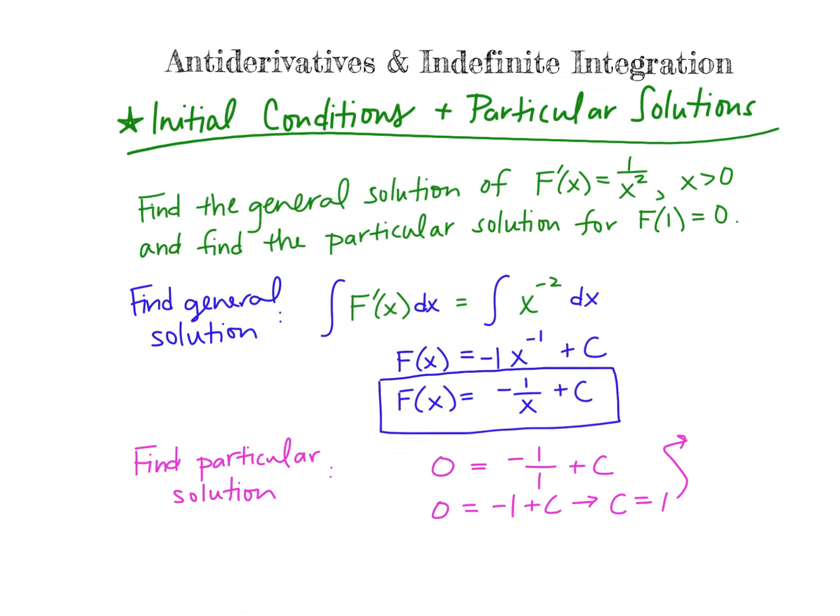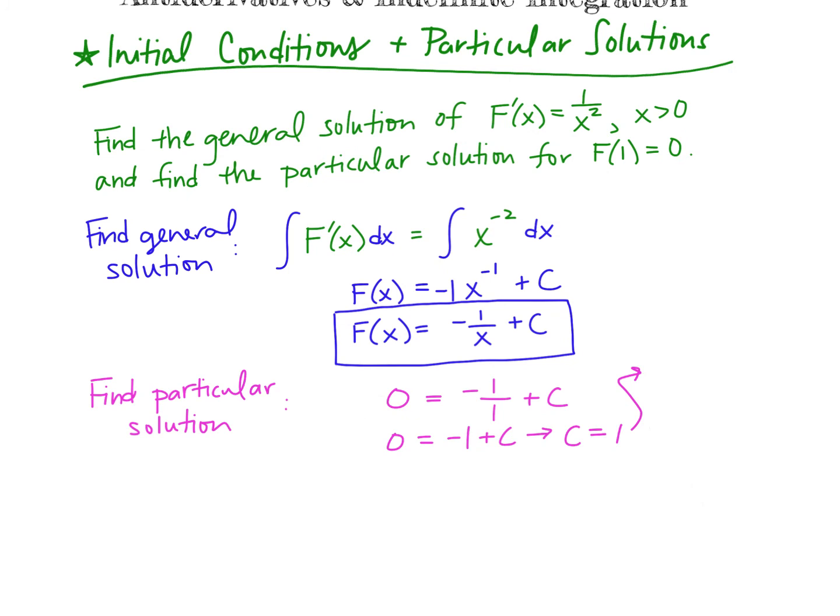So our particular solution is plugging in that c value. We will have f of x equals negative 1 over x plus 1. And that's our particular solution using our initial condition.